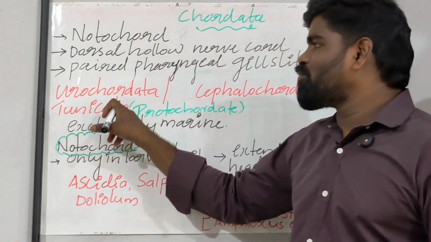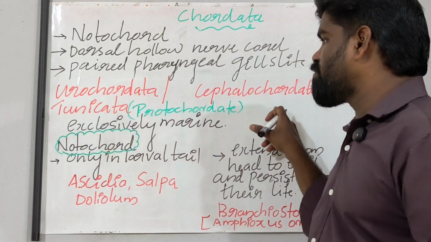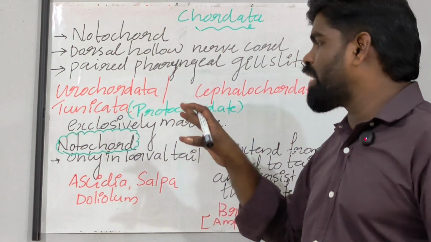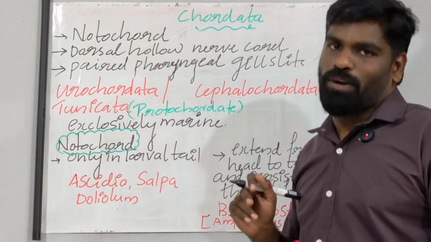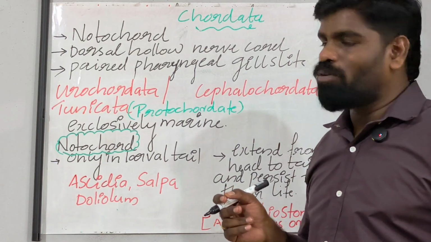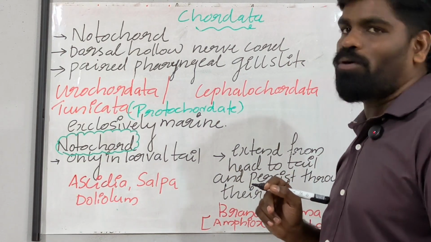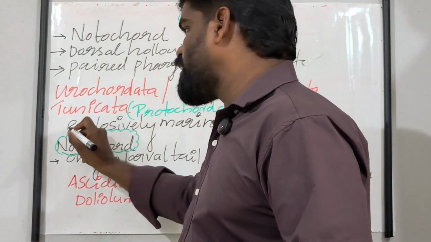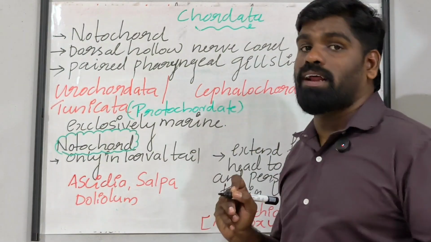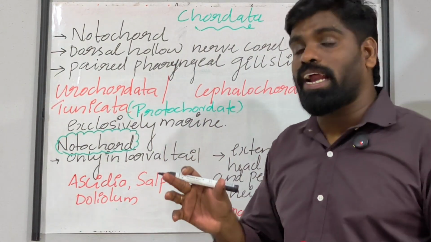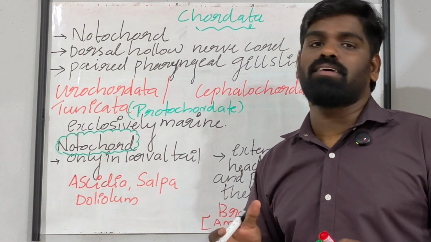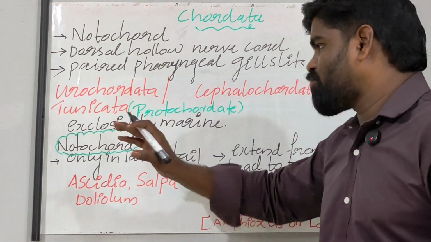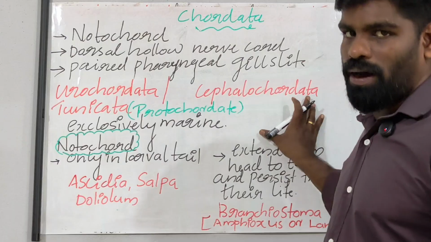Now this urochordata, tunicata and cephalochordata, we can together call protochordata or protochordates. The important character here is that they are exclusively marine. So these kinds of organisms are present only in marine form.